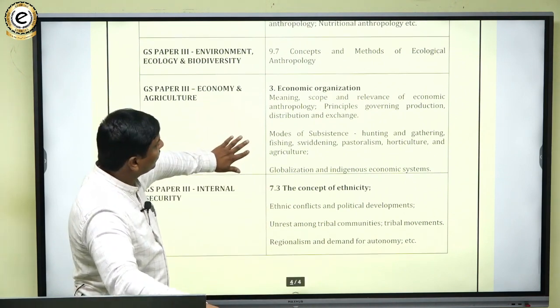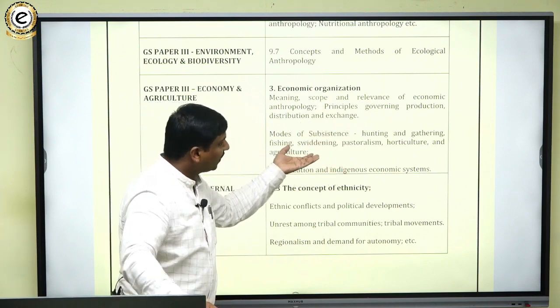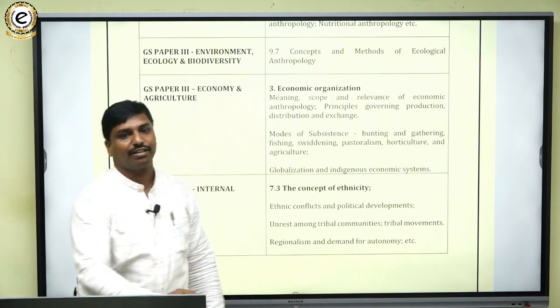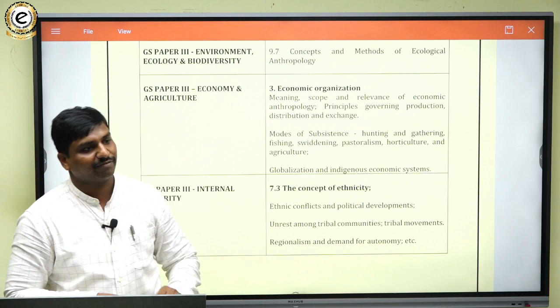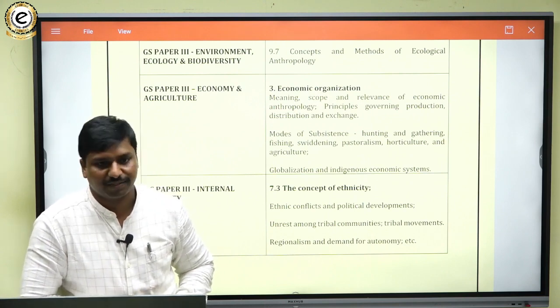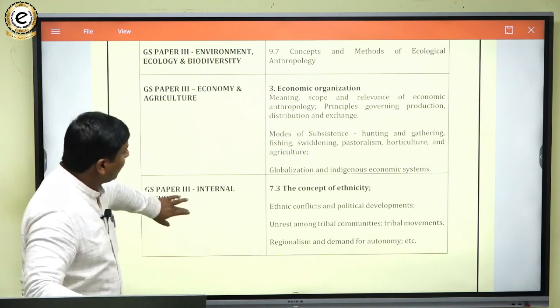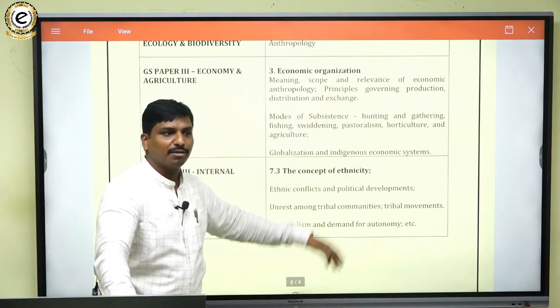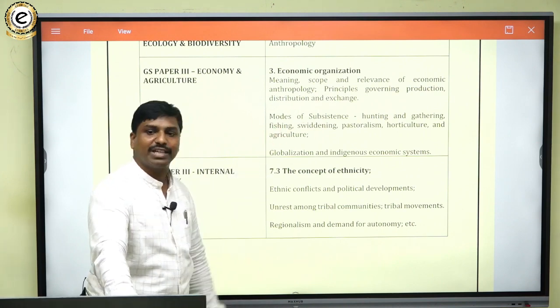Okay. Then apart from that, there are different modes of subsistence, like hunter gathering, fishing, pastoralism, horticulture, agriculture, all those things. So same things you will be studying in paper 3, economy and agriculture section also. So that would be one another overlapping portion, right? So then globalization, this topic is popular in economy as well as in society. So that would also be covered here.